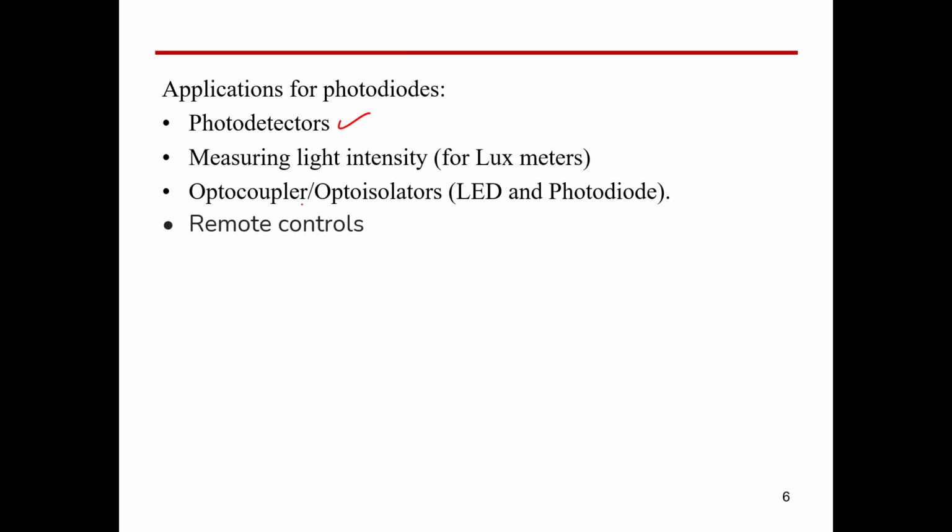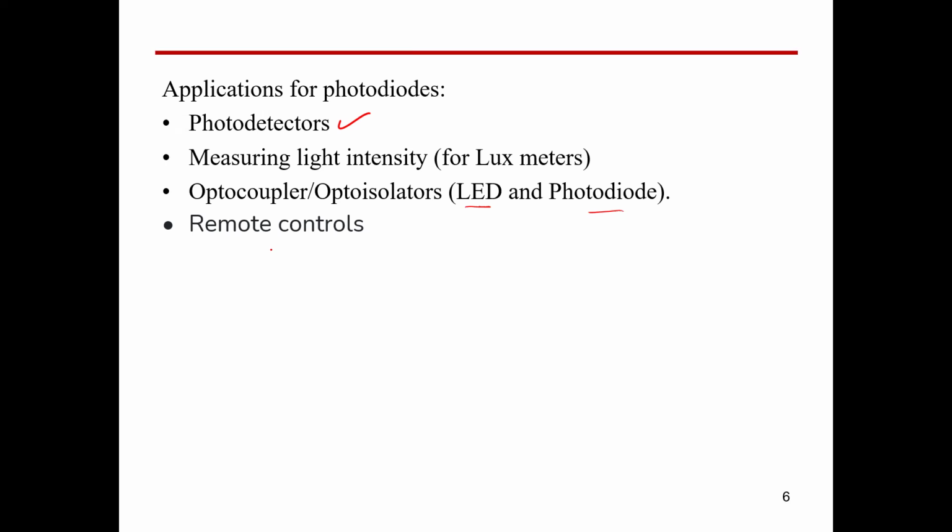Another application is the optocoupler or optoisolator. So this is the one I just mentioned in the previous slide. In this case, an LED is used as a source of light, and the photodiode is used to translate the pulse to the secondary side of the optocoupler or the optoisolator. And the function again is to have isolation between primary and secondary, or input and output.